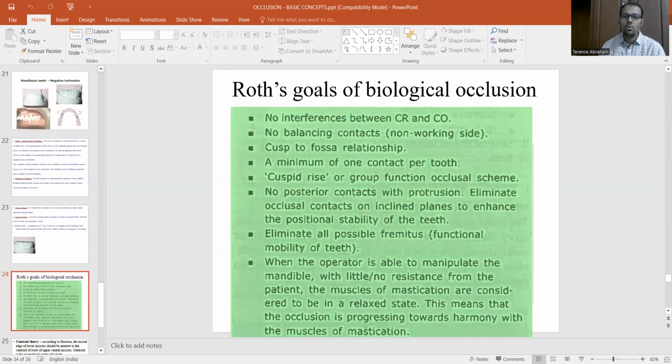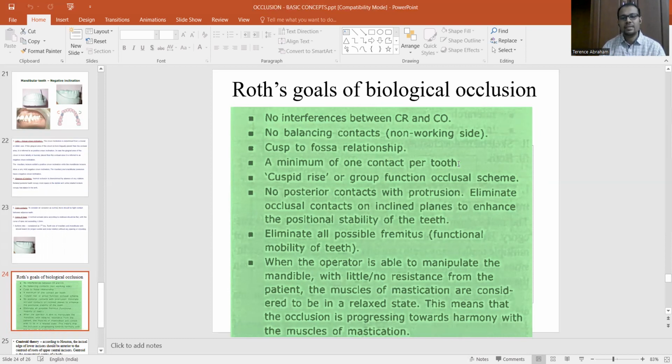Coming to the various Roth's goals of biological occlusion. According to Roth, he proposed various goals for normal biological occlusion. The first goal is there should not be any interference between centric relation and centric occlusion. There should not be balancing contacts, that is, no contact on the non-working side. There should be a cusp to fossa relation, and a minimum of one contact per tooth during occlusion.